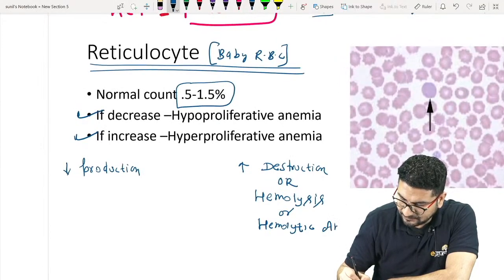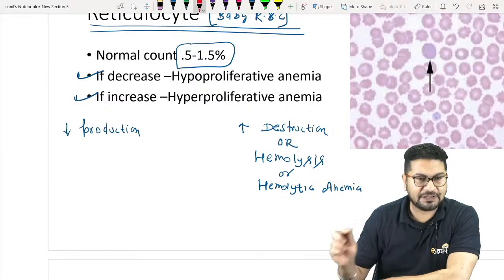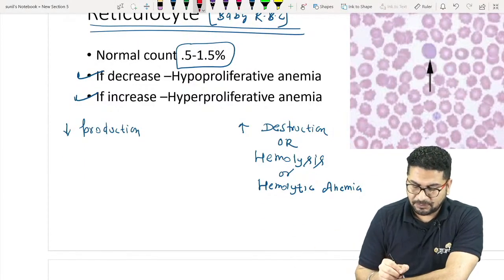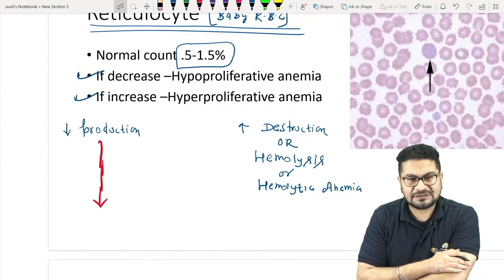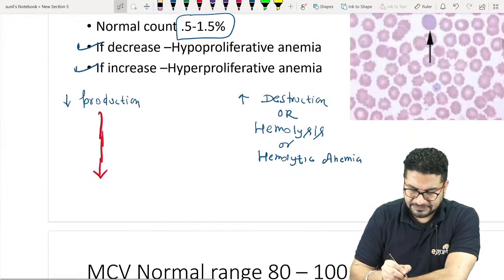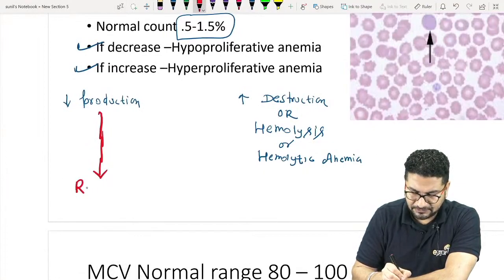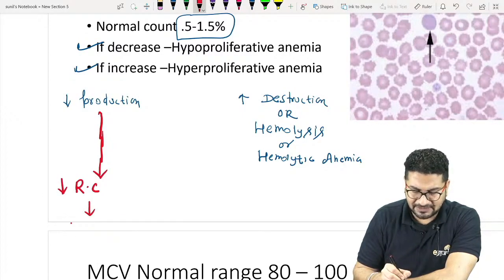This is called hemolytic anemia. So try to understand this very carefully. Listen to me very carefully now. Production is decreased. Production is decreased means baby RBCs are also not formed. Baby RBC means reticulocyte count. So baby is decreased. So since baby is decreased, remember adult RBCs, or adult mature forms, are also decreased. Simple.